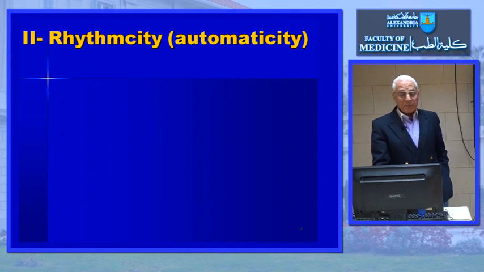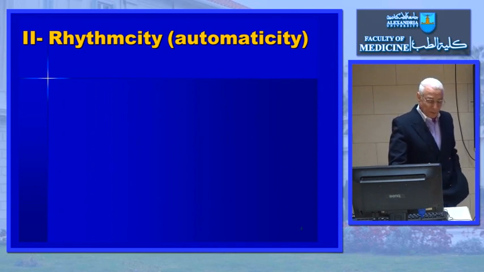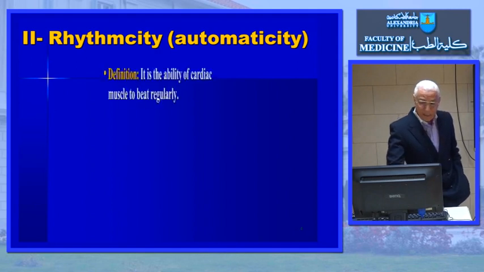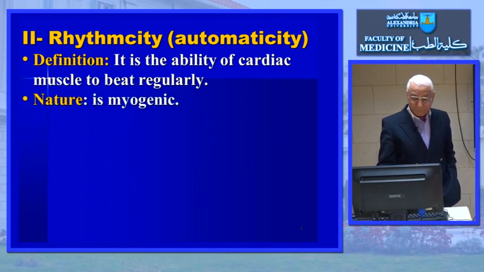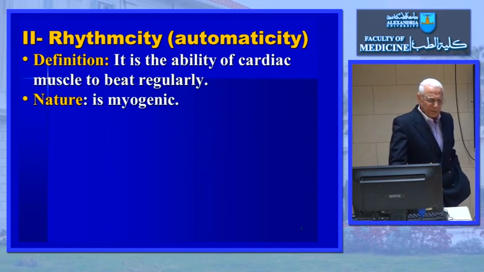The second cardiac property is rhythmicity or automaticity, which can be defined as the ability of the cardiac muscle to beat regularly. This beat means a cardiac cycle consisting of systole and diastole, repeated regularly. What about its nature? It is myogenic, meaning it depends upon the character of the cell membrane in the nodal tissue and in the cardiac muscle. This is what is meant by myogenic.